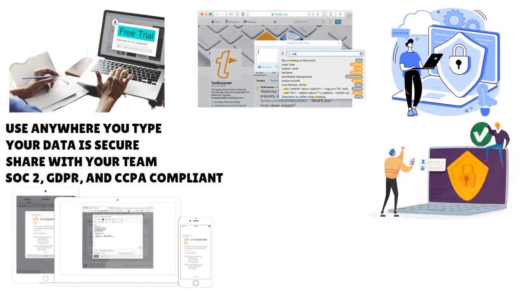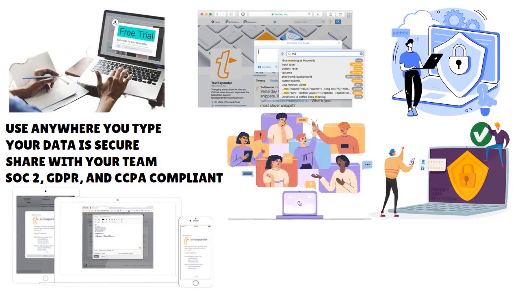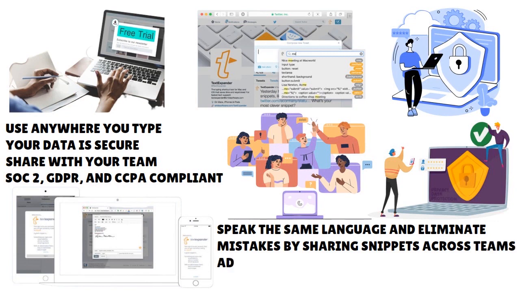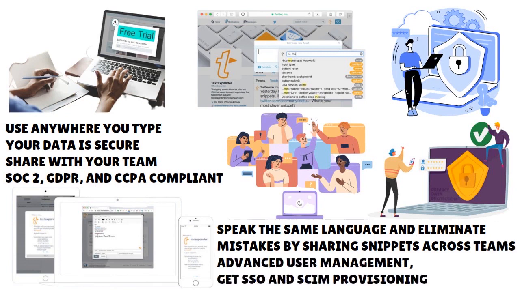So you are sure that whatever you're working on, whether it is an important case or an important document that you are searching for, your data is really secure. And when it comes to team collaboration, TextExpander really does a great job because it fosters a process in which you can share everything with your team. In other words, you're able to speak the same language and eliminate mistakes by sharing snippets across teams. And for advanced user management, you can get SSO and SCIM provisioning. So this is really fine.